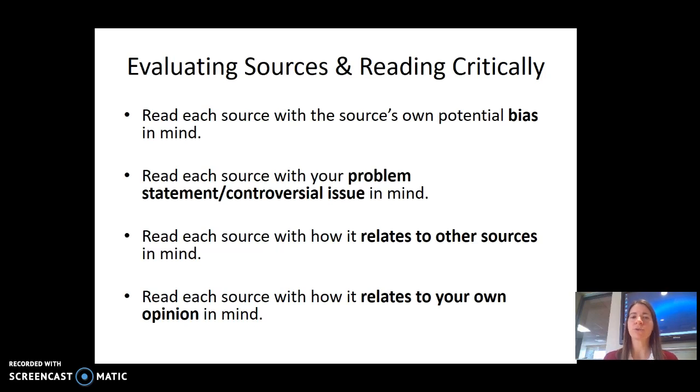You should also read each source with how it relates to other sources in mind. You're creating a paper that combines these sources. So if you see two sources that agree, keep that in mind as you're taking notes. You can put them in the same paragraph in your paper. If you see two sources that disagree, keep that in mind because you can put them together in the paper and indicate that they disagree with a transition word like however or on the other hand.